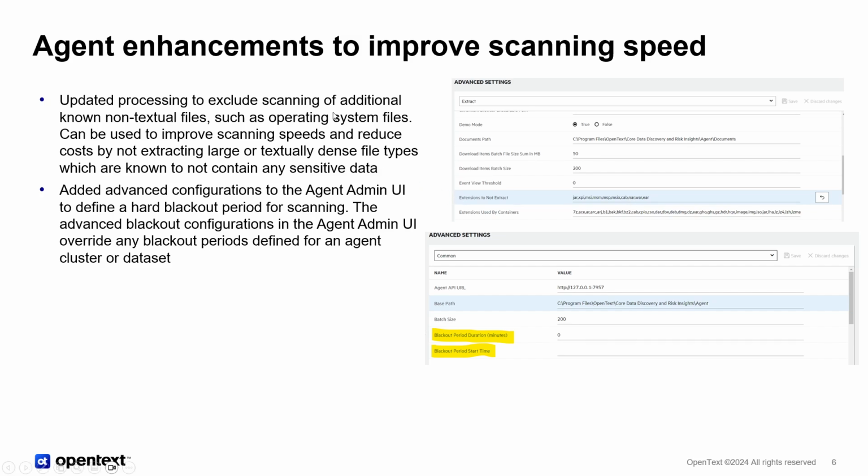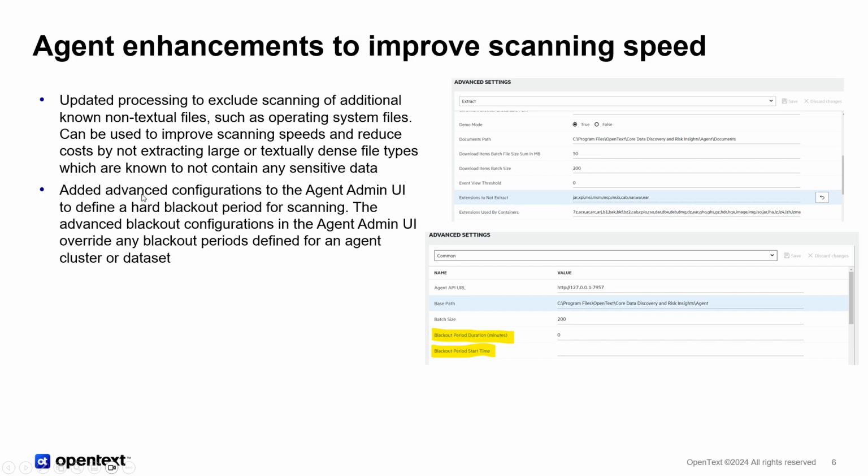By doing that, we were finding that some of these were actually slowing down some customers with large data sets, because it was spending a lot of time processing some of these files, and it was data processing that we didn't need to do because we knew those file types didn't contain any sensitive data. So these are options to ignore these. This can dramatically improve your scanning speed.